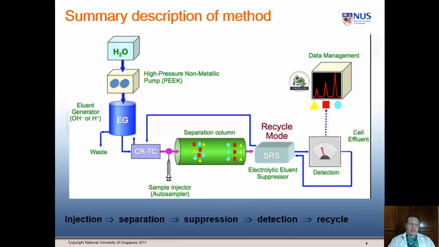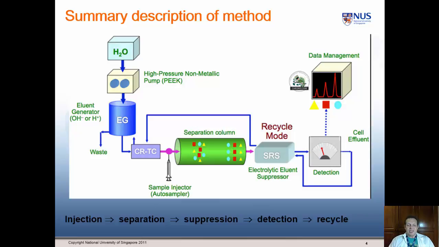So like an HPLC, you have a high pressure pump, and you have, in this particular incarnation of ion chromatography, pure water running through that pump. You then have an eluent generator, which is an electrochemical device, which also has chemical cartridges, and that basically produces your mobile phase or your eluent for the analysis.